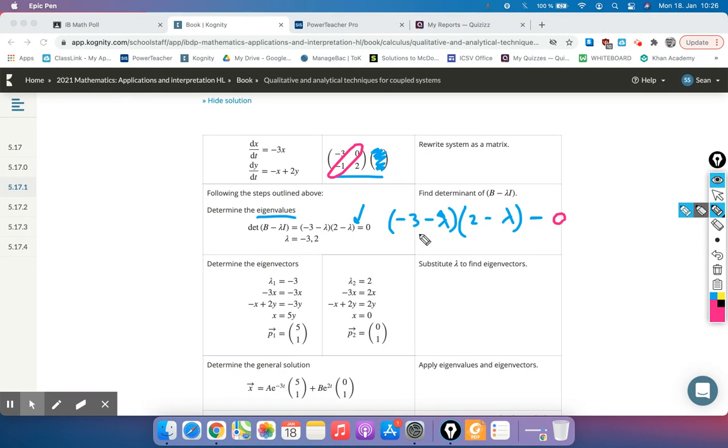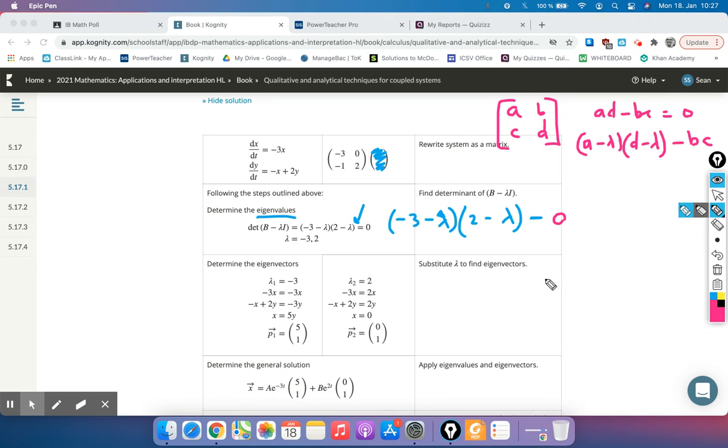The determinant is always, if we go back and we call this A, B, C, and D, so you're only going to have to do this for a 2x2 matrix, then the determinant is AD minus BC, and you set that equal to 0. Actually it's A minus lambda times D minus lambda minus BC. So that's the actual formula for the determinant. This case is a little bit simplified because the diagonal product here is 0.